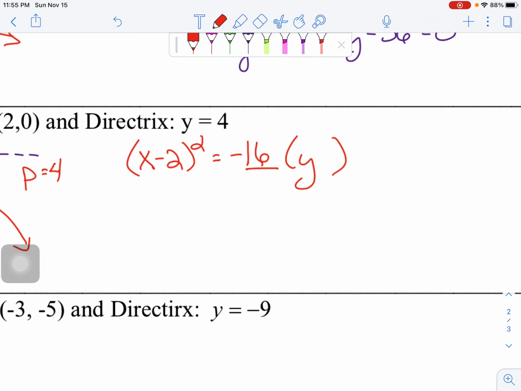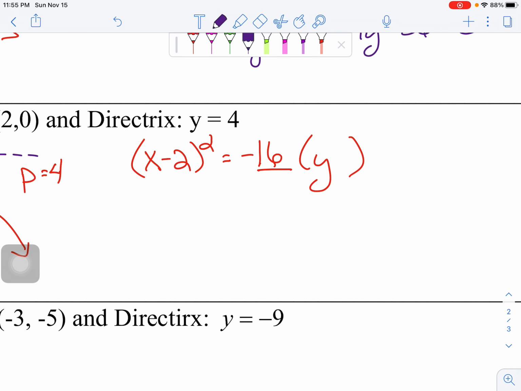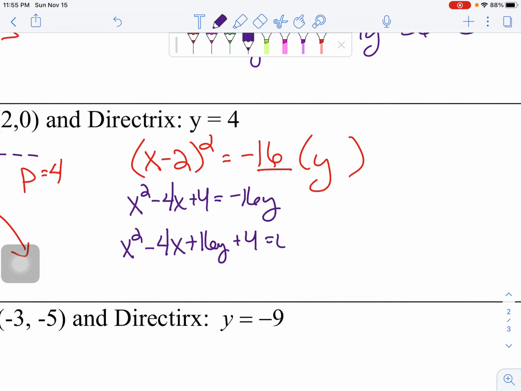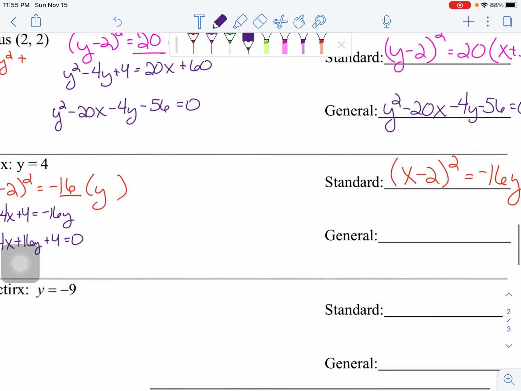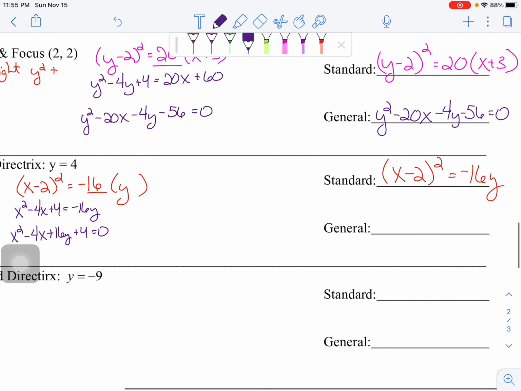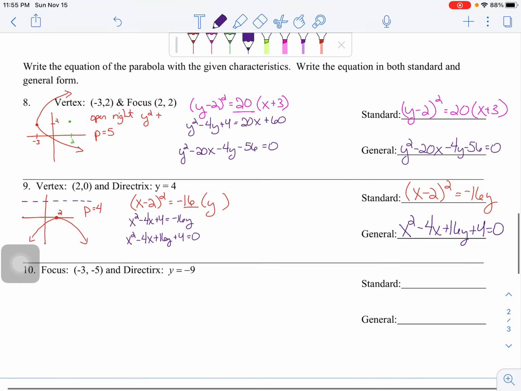All right, now, if I take that standard form equation, it's fabulous as it is in standard form, but I asked for general form as well, so multiply it out. So x squared minus 4x plus 4 is equal to negative 16y. Go ahead and pull everything to the left side and make it equal to 0. So x squared minus 4x plus 16y plus 4 is equal to 0. So there's my general form. Let me make sure I can actually see it as I write it over on the little line here. x squared minus 4x plus 16y plus 4 equals 0. General form.